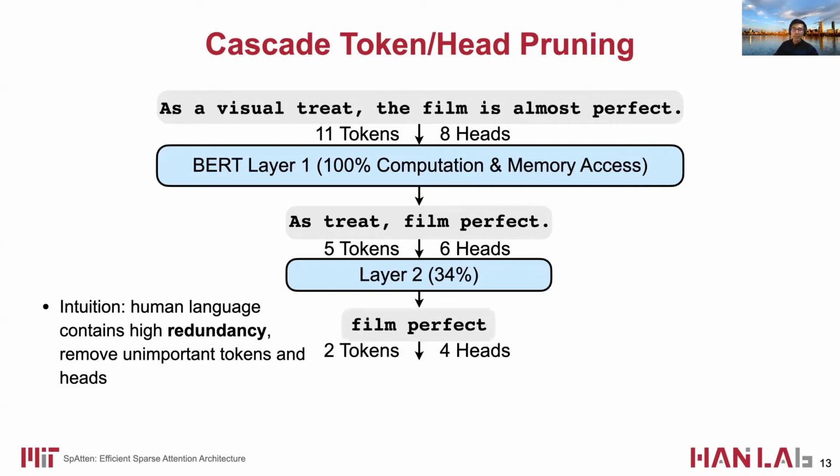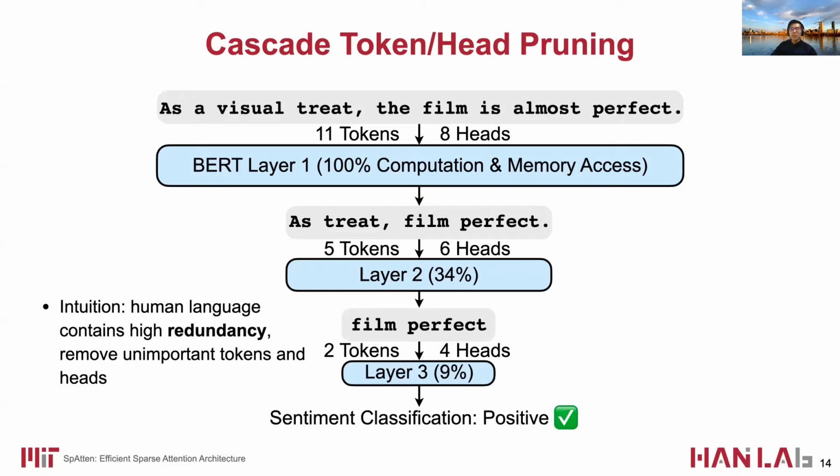Similarly, more non-essential heads and tokens are removed, and the last layer only has 2 tokens and 4 heads. If I only show these 2 words, "film perfect", to you, are you able to determine whether it is positive or not? I believe it's obvious.